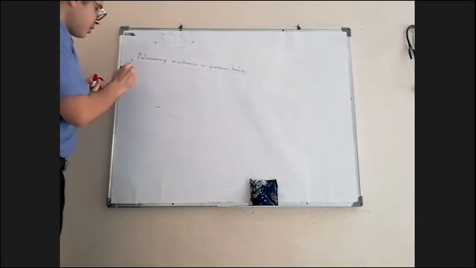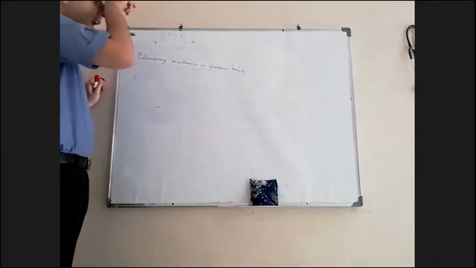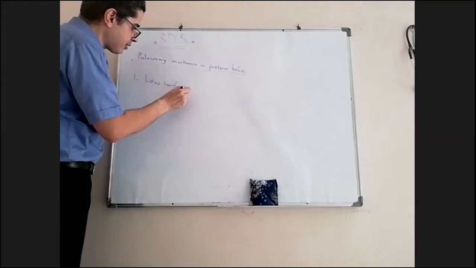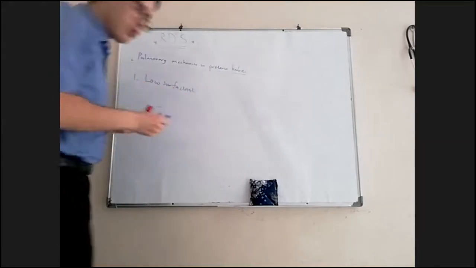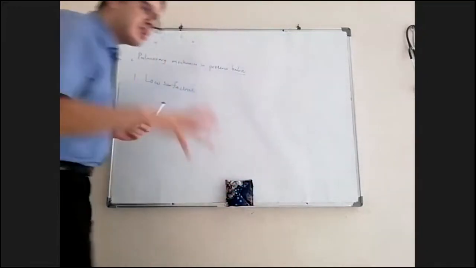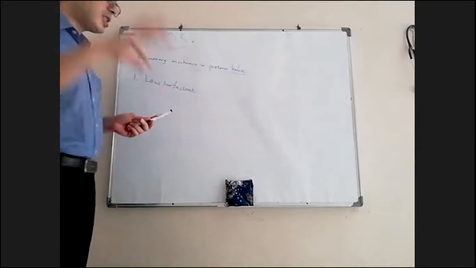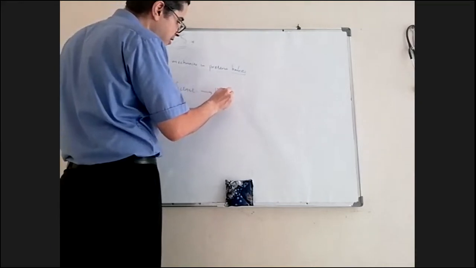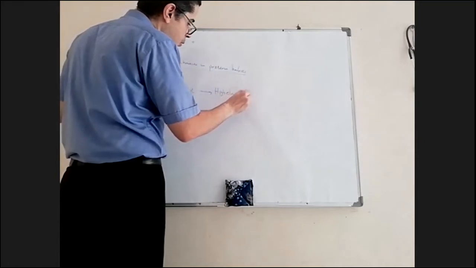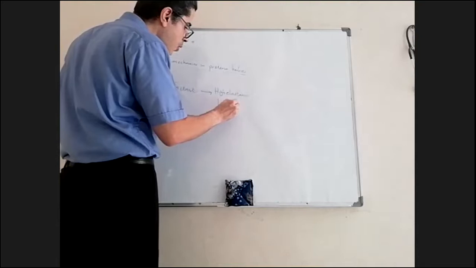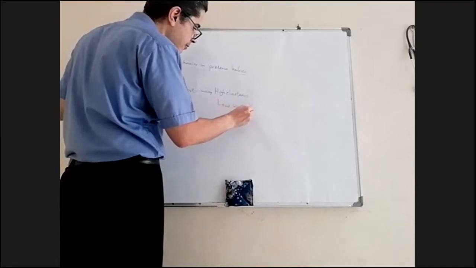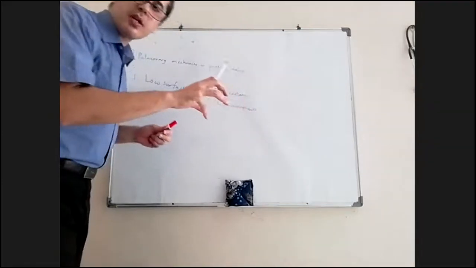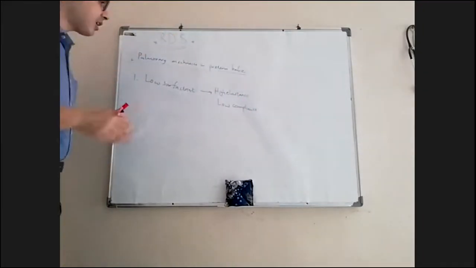So the most important thing is that they have low surfactant. We remember when we talk about pulmonary mechanics, when we have low surfactant, there is a tendency to collapse because there is surface tension. There is a tendency to collapse, which is high elastance, which means low compliance. Because you have high elastance, it is difficult to distend the lung of a premature baby.